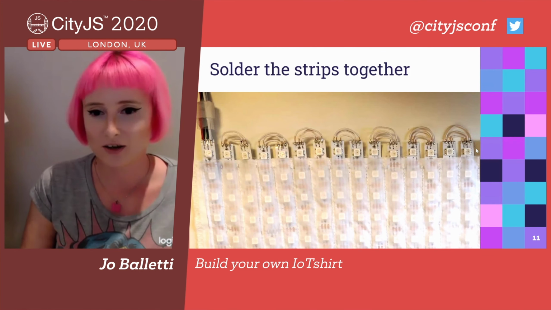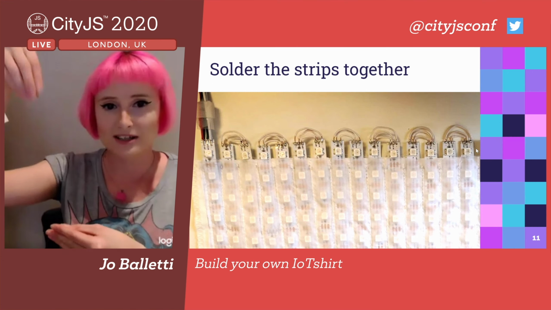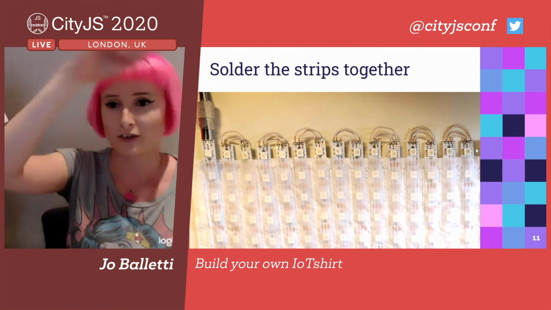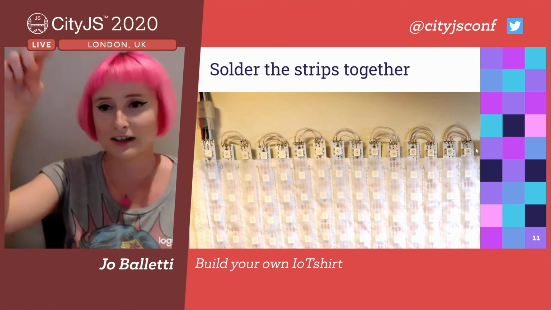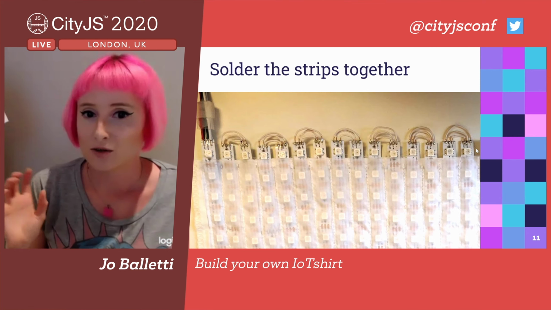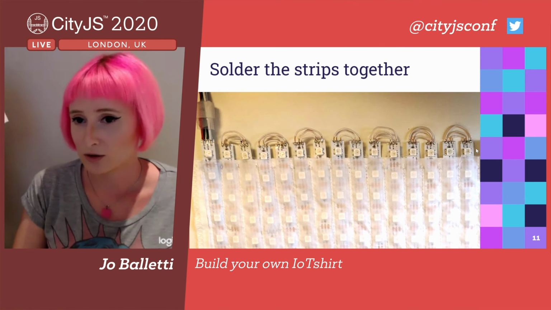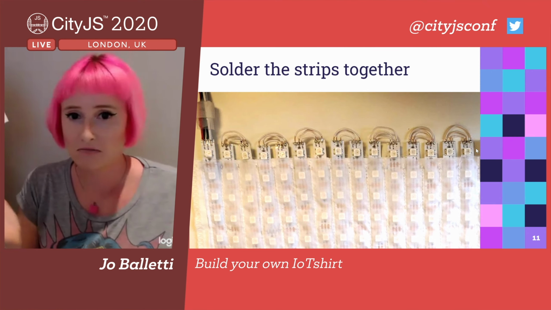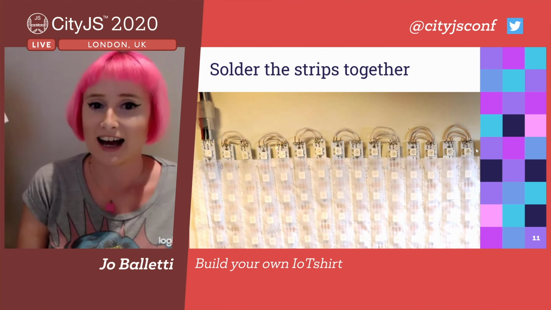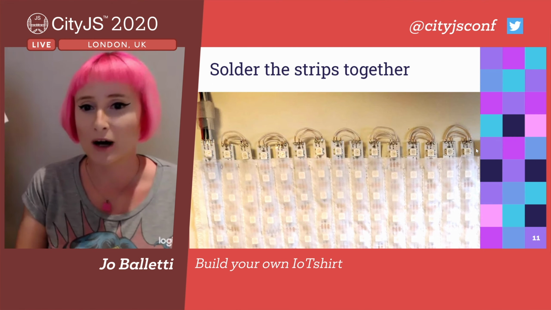So once I'd sewed that, I inserted each strip into each pocket, and then I needed to solder the strips together to form one solid circuit throughout the entire LED array. You can buy a soldering iron and solder online for about £30, which is about 30 euros these days. And I used single core copper wire to connect them up.